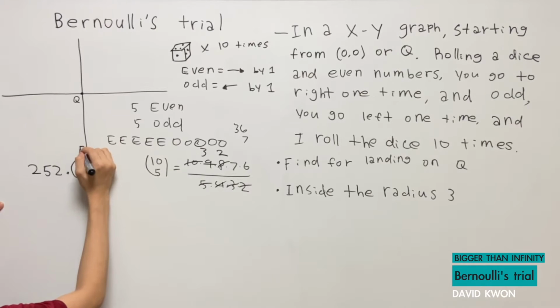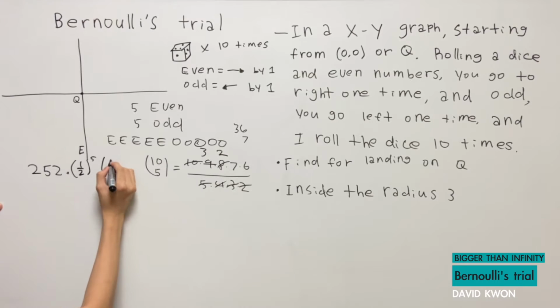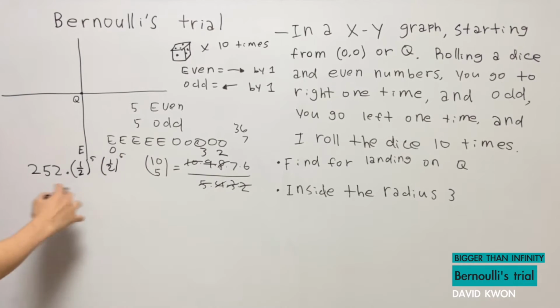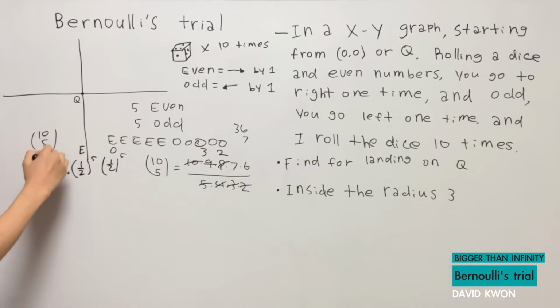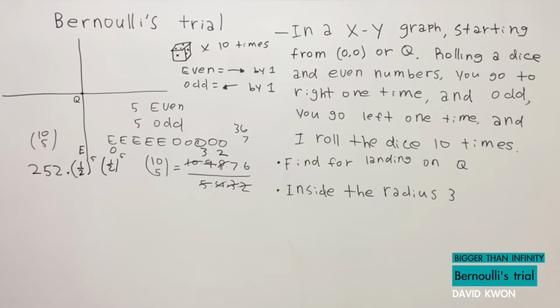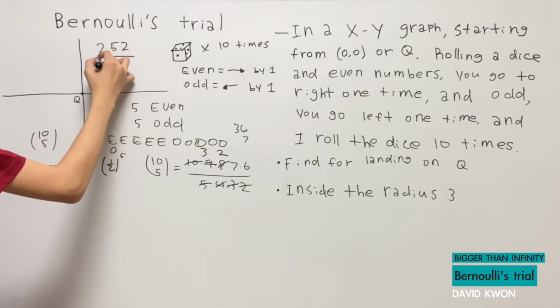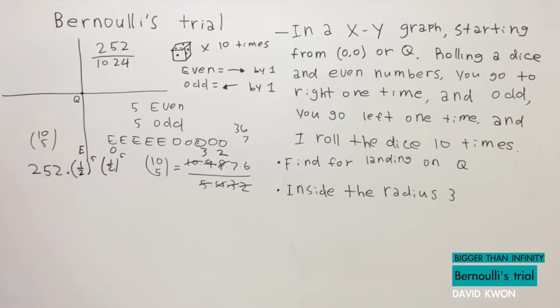And this stands for even. And 5 times of getting odd is just 1 over 2 to the power of 5. And this stands for odd. And formally, this would be 10 choose 5, that's what your teacher wants for some reason. Yes, this is the answer. And that is equal to 252 over 1024. We can simplify this. Let's try it.